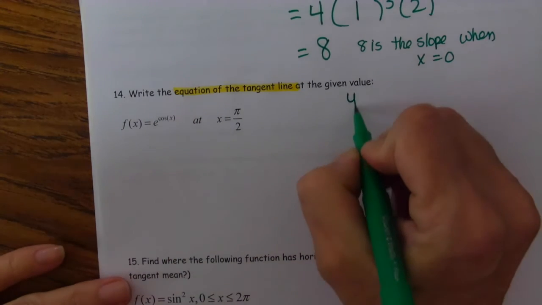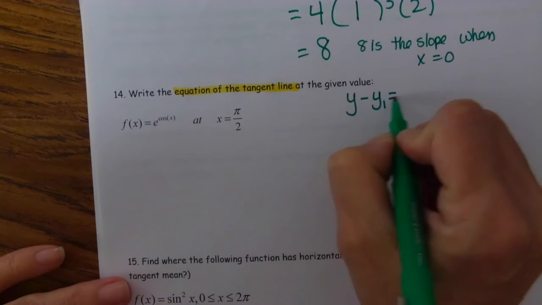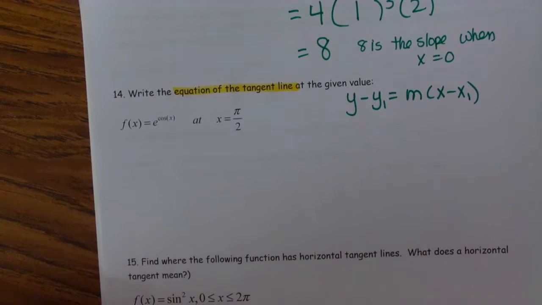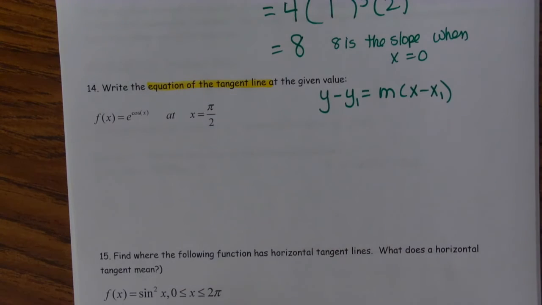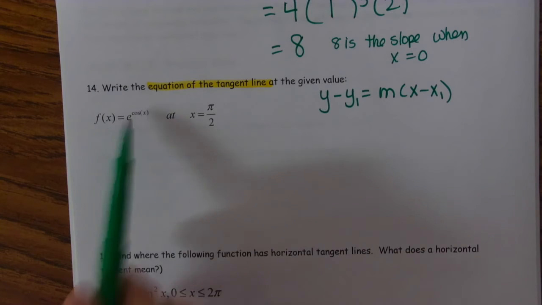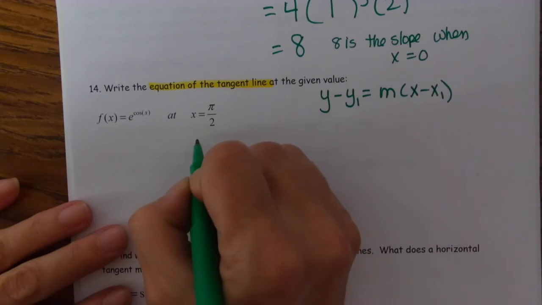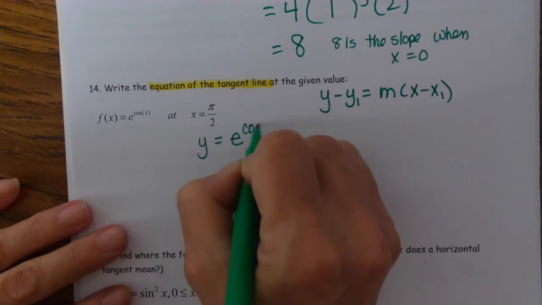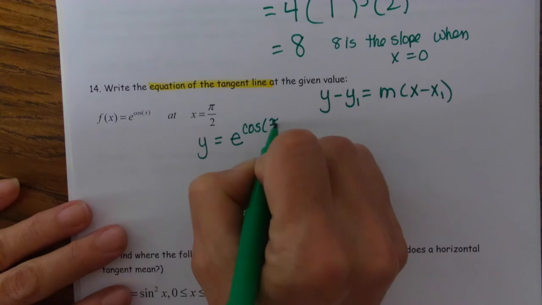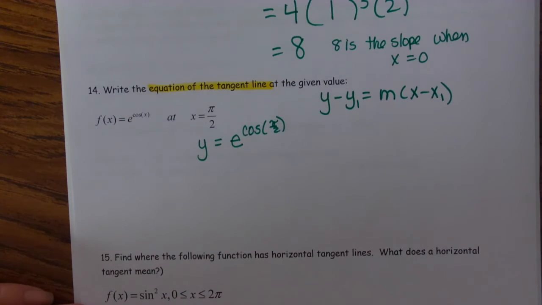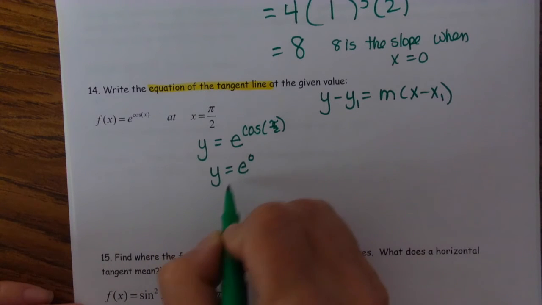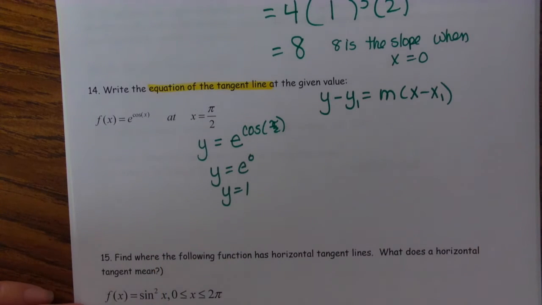That means y minus y1 equals m times x minus x1, right? Well, we know x. If we have x, can we find y? Yes, because y is e to the cosine of x. So what does y equal? Y equals e to the cosine of pi over 2. Well, cosine of pi over 2 is 0. So y equals e to the 0, y equals 1.